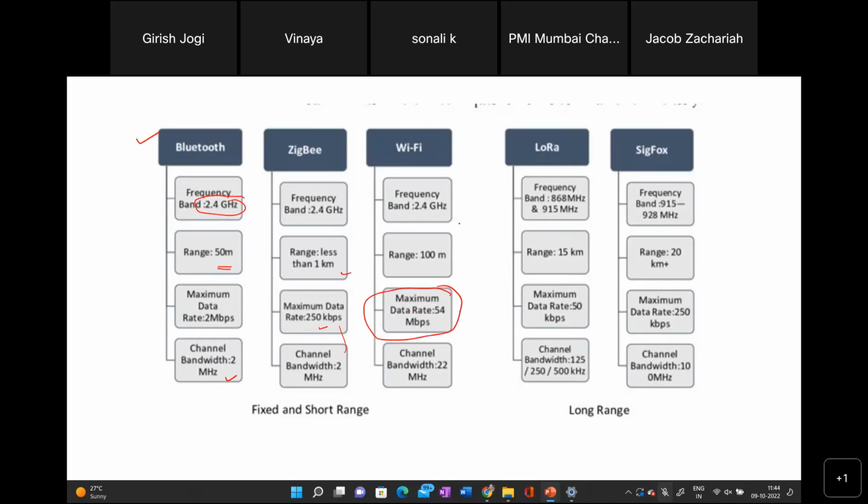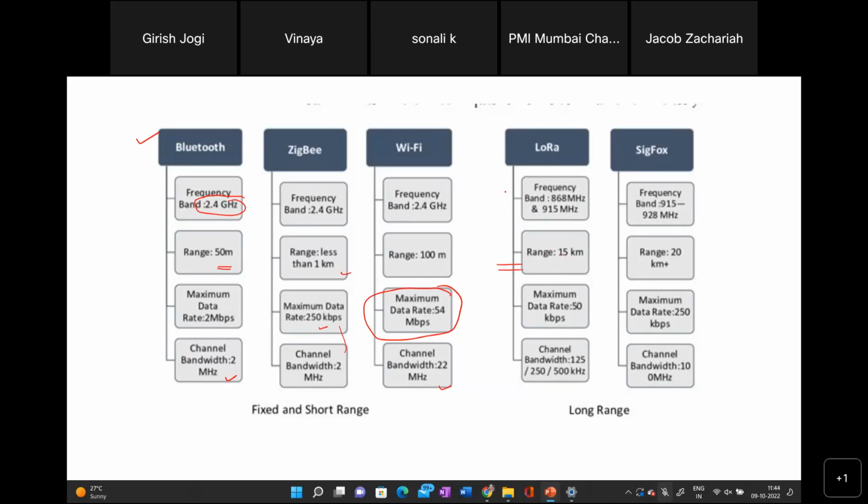Again, it uses the license-free band of 2.4 gigahertz and a highest channel bandwidth of 22 megahertz. Then for long range communication, specially designed protocols are there, like LoRa, which can go up to a few kilometers. We have tested it that even in the dense environment of Kothrud area of Pune, we were able to test the LoRa modules up to 2 to 3 kilometers. The signal transmission can be done.